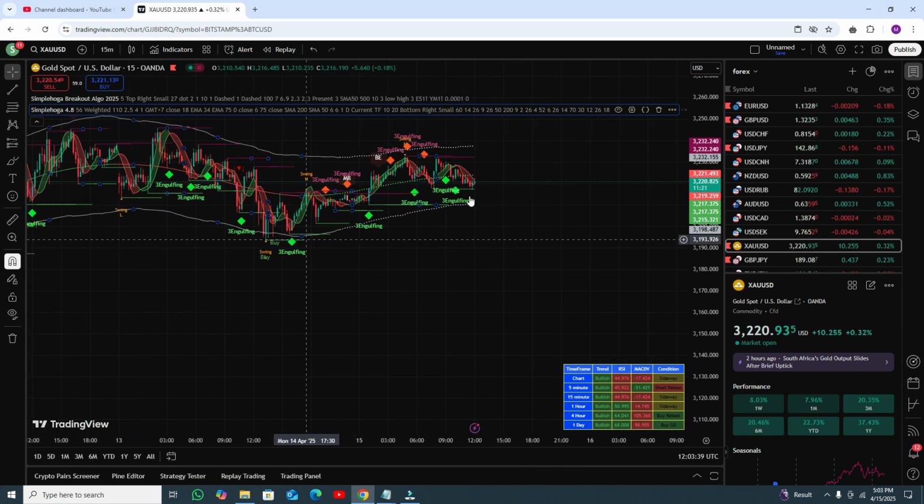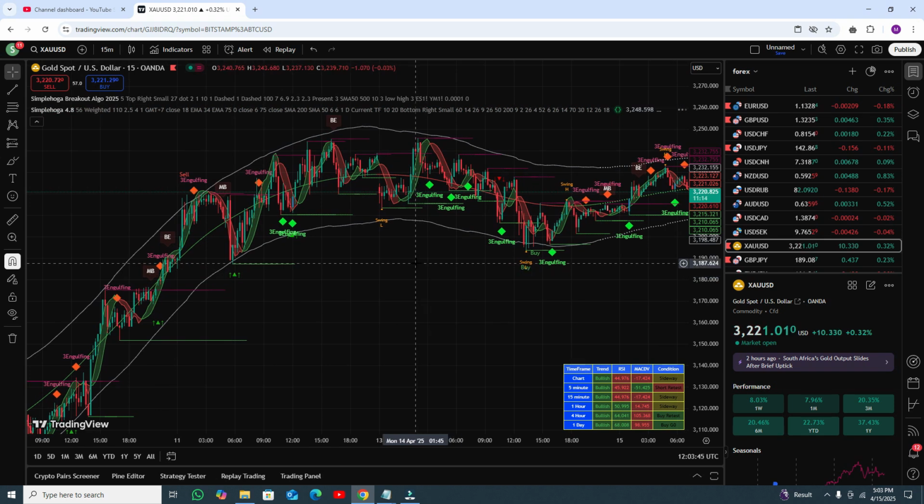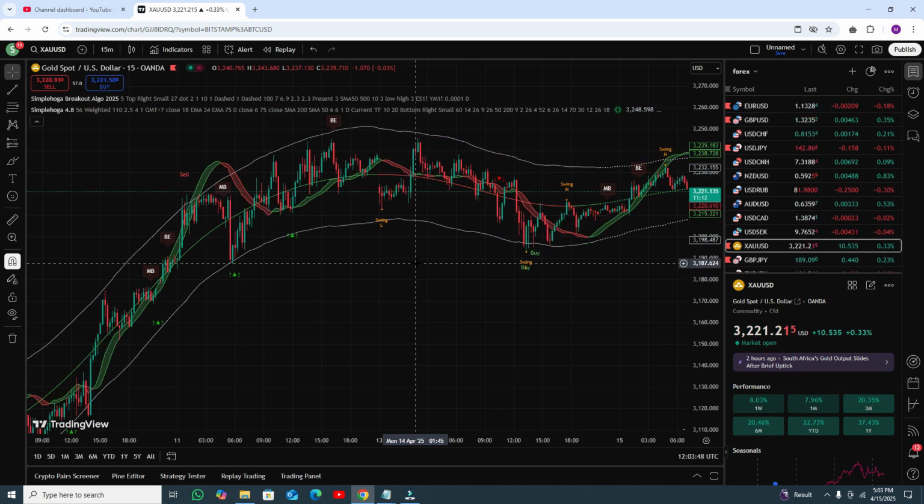And let me show you, it's still loading the chart. Okay, wait a few seconds. Okay, you can see the indicator is now ready.